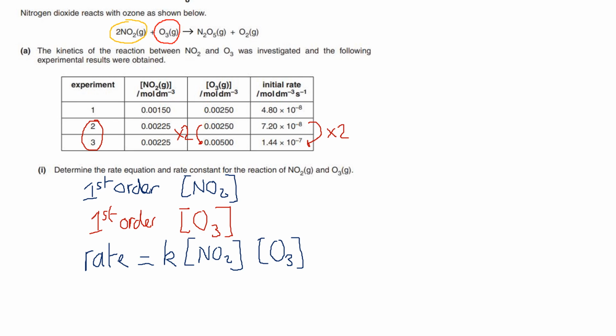Now the question is most likely going to say calculate a value for the rate constant. So to do this we need to rearrange our equation to make k the subject. So you divide both sides by the concentration of NO2 and the concentration of ozone, and therefore k equals rate divided by the concentration of NO2 times the concentration of the ozone.